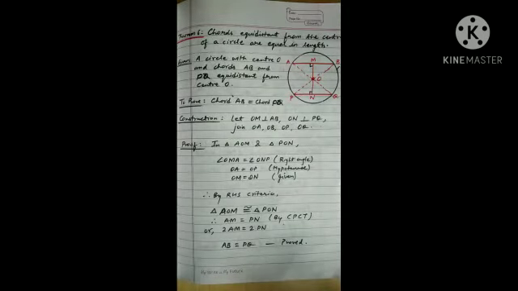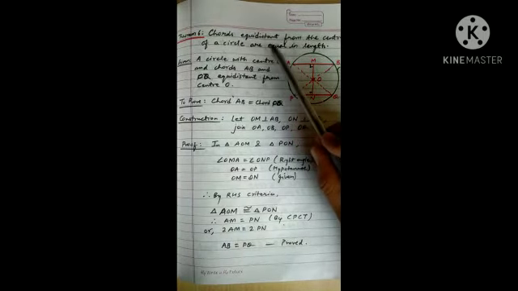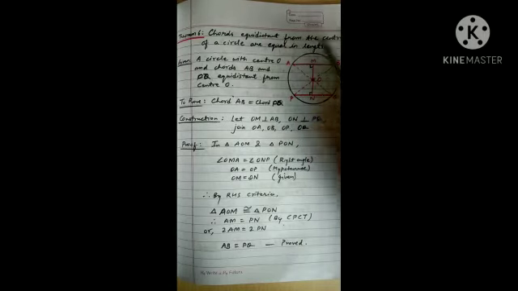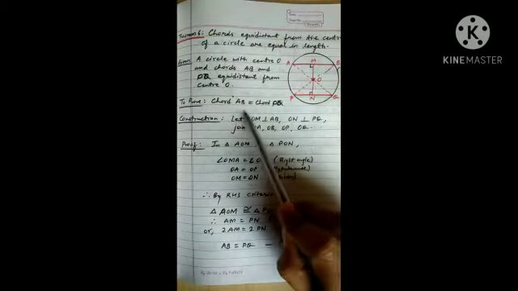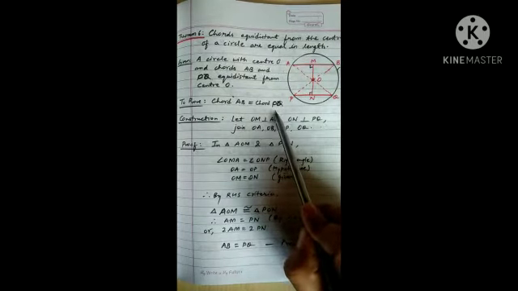Next is the converse of theorem 5. Theorem number 6 is: chords equidistant from the center of a circle are equal. Now the distance of two chords from the center is given equal. We have to prove that the chords are equal in length. The distance from the center is given the same, OM equals ON. We have to prove both the chords are equal to each other.